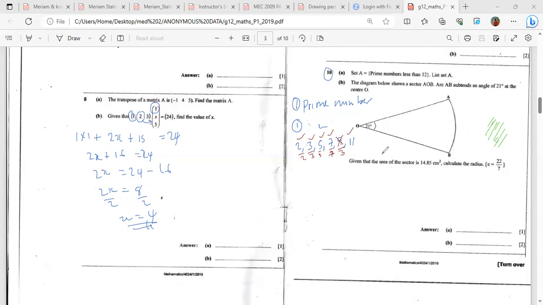Okay, let's quickly go to the next question. The next question is telling us to find the area of a sector. Now, what is a sector? What is a sector?